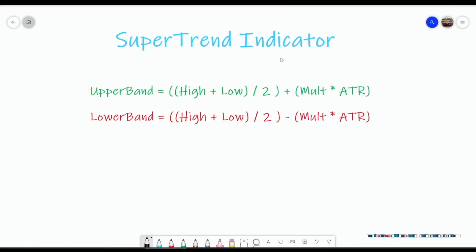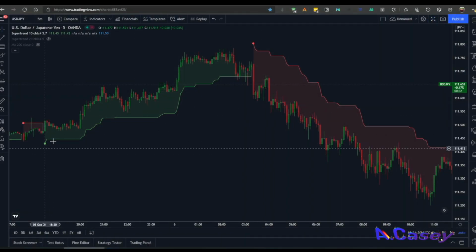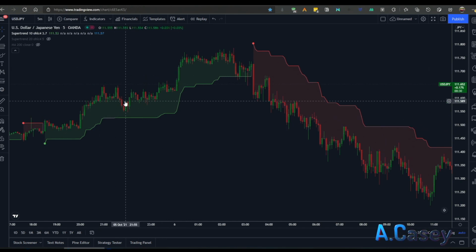So Supertrend is basically two lines that hug the price, the upper band and the lower band. The upper band is the average of the high and the low plus a multiplier of ATR, which is the average true range. And the lower band is the average of the high-low minus a multiplier of ATR. So this is the indicator. Like I mentioned, it's two lines, one below and one above.